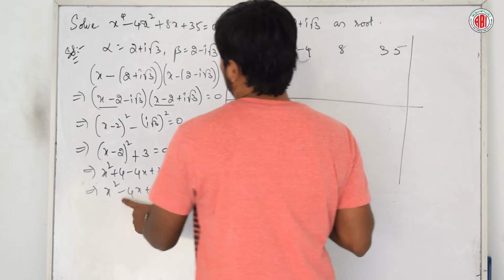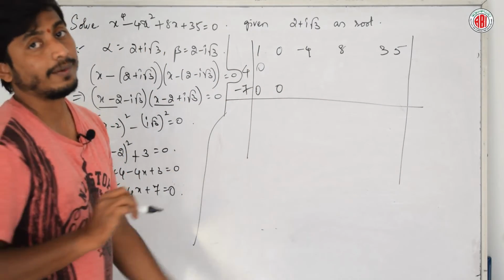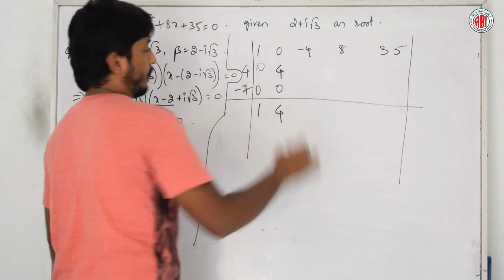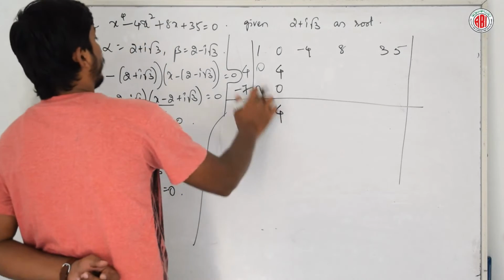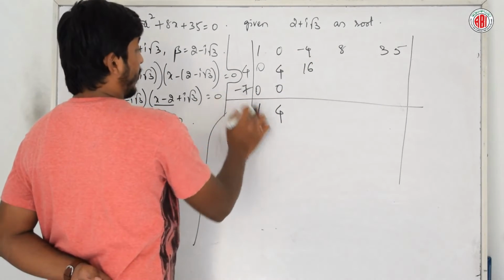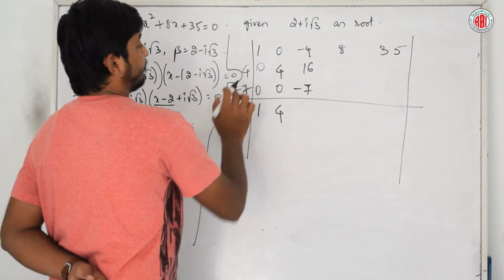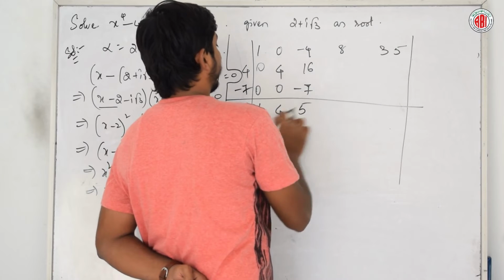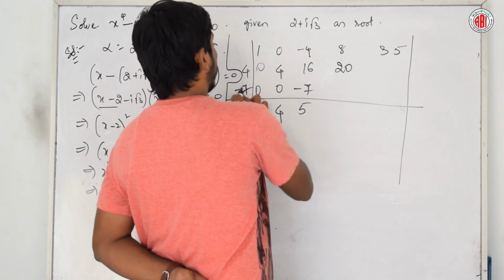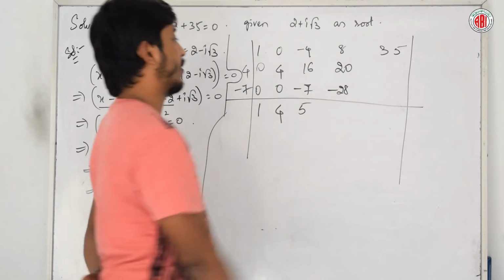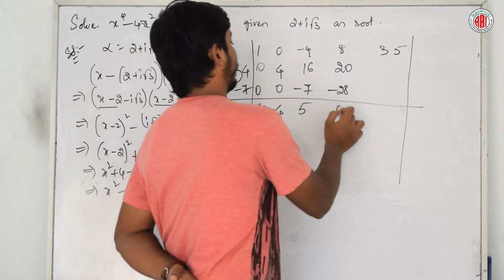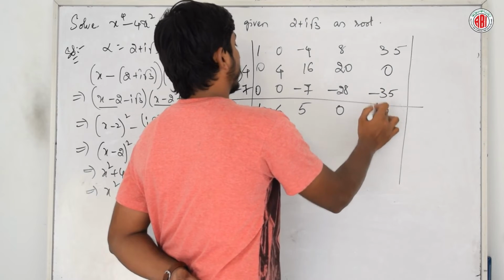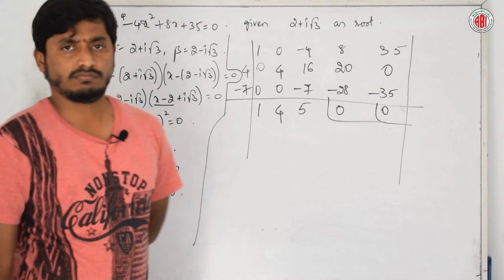Is it right? Good. Now let me add 1 plus 0 plus 0, which is 1. 1 fours are 4. This will be 4. Done. Next. 4 fours are 16. Now we have to multiply these two. Minus 7. Right? 7 plus 4 is 11. 16 minus 11 is 5. Next. 5 fours are 20. 4 sevens are 28. Now check 20 plus 8, 28. 28 will get cancelled. Next. 0 fours are 0. 7 fives are 35. This is 0. This is 0.